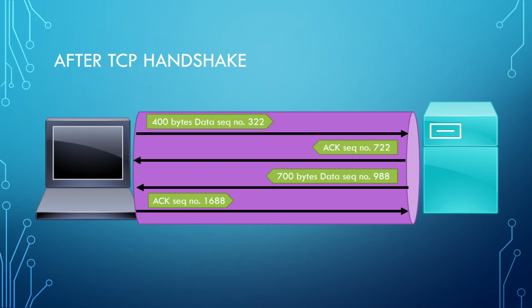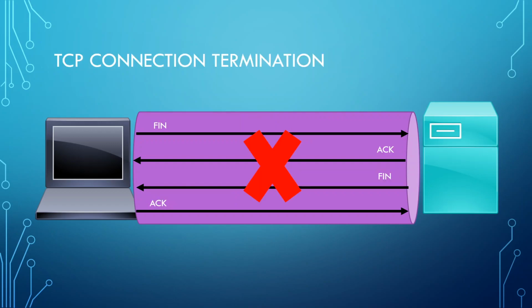And so, let's go back to here. When the client receives an acknowledgement number of 722, it knows for a fact that the only way the server could have worked out that number is if it received my packet with a sequence number of 322 and also all 400 bytes of data within that packet, which means that the next packet I'm going to send, that first byte, is going to have a sequence number of 722.